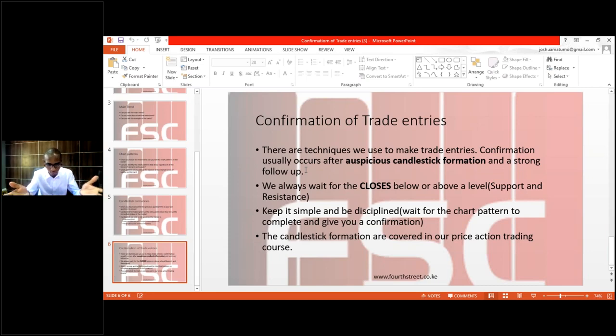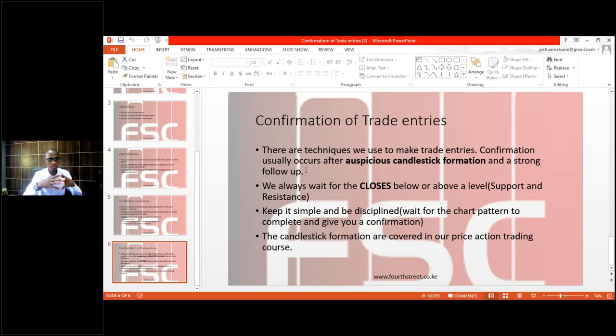Therefore, our goal is to always keep it simple, be disciplined, and wait for the chart pattern to complete until it gives you a confirmation. Then that's a go-ahead to open a position. If there's no confirmation present on the market, then you are better off not risking your money in the markets. Just wait. It could take a few hours, it could take a day, it could take 4 days before you get a clear price action formation or confirmation to give you a go-ahead to open a trade position.